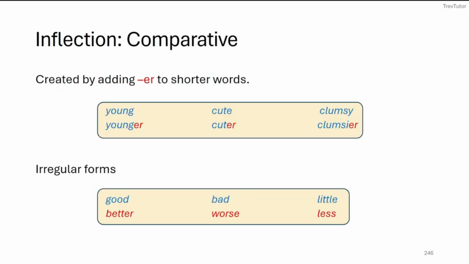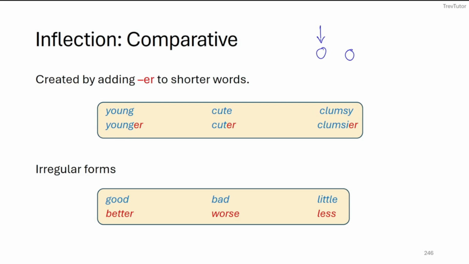Now for adjectives and adverbs, we have comparatives and superlatives. Comparatives look at two things. So these are two things, and it picks one as having the most of that quality. So young to younger, cute to cuter, clumsy to clumsier. We know that when we compare two things, one can be younger or cuter or clumsier than the other.